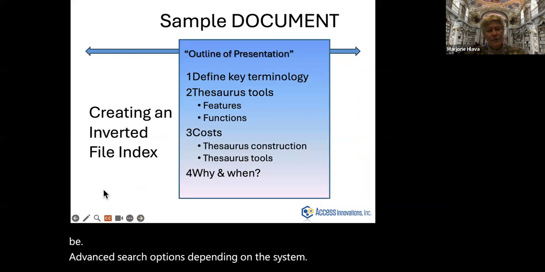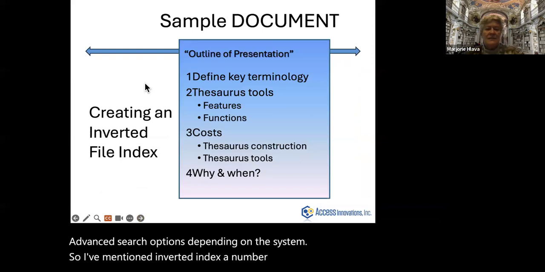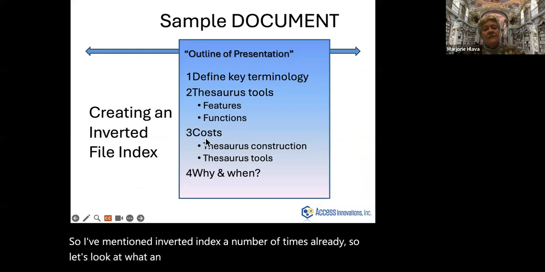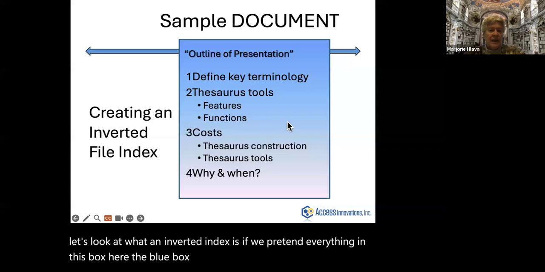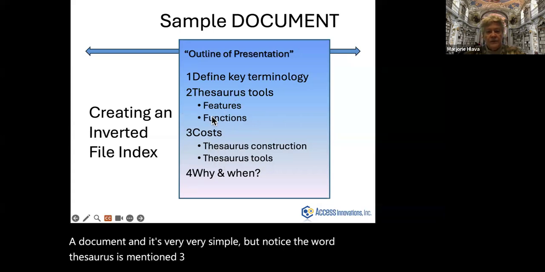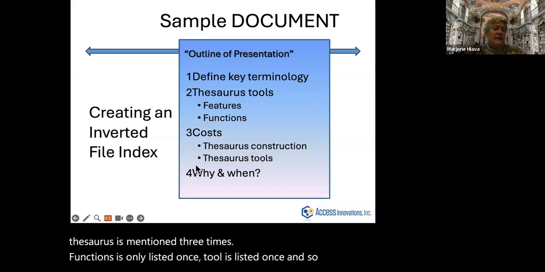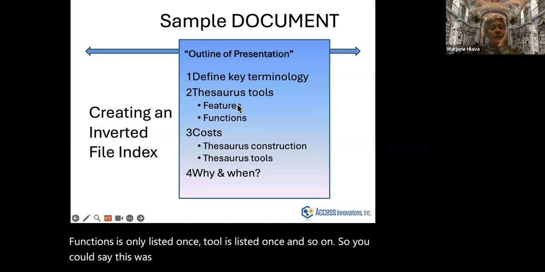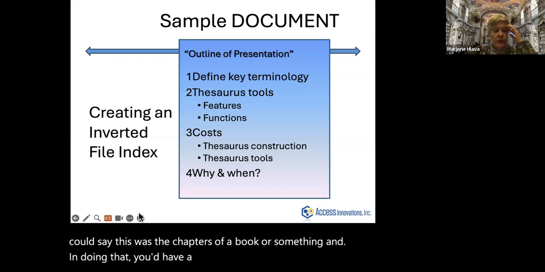So I've mentioned inverted index a number of times already, so let's look at what an inverted index is. If we pretend everything in this box here, the blue box, is a document, and it's very, very simple, but notice the word thesaurus is mentioned 3 times. Functions is only listed once, tool is listed once, and so on. So you could say this was the chapters of a book or something, and in doing that, you'd have a small document to work with.